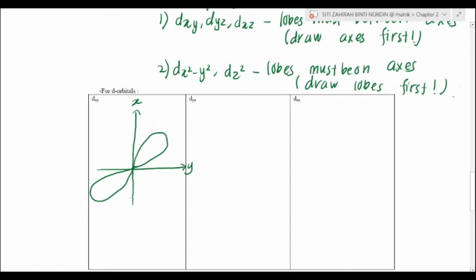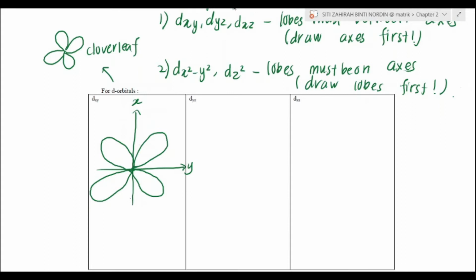Okay, sorry, I forgot one thing. The d orbitals have a clover leaf shape. So this is just 1, 2, 3, and 4 lobes. See that this lobe is bigger than the rest of the three, so you need to redraw it. Okay, let's try again. Okay, there we go. So this lobe must have the z axis. So between x and y, there is the z axis.